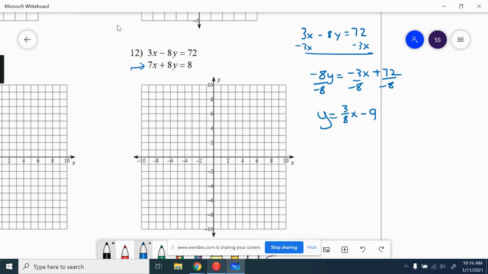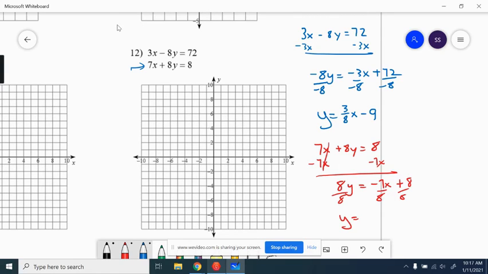All right, now I'm going to do this bottom equation. I'll change the color. 7x plus 8y is equal to 8. Same thing, really. We're just going to get the term with the y by itself. So we want to subtract 7x on both sides. I'm left with 8y is equal to -7x plus 8. Divide by 8, divide by 8, divide by 8. I'm left with y is equal to -7/8 x plus 1. That's an 8. All right, now I can plot these out.